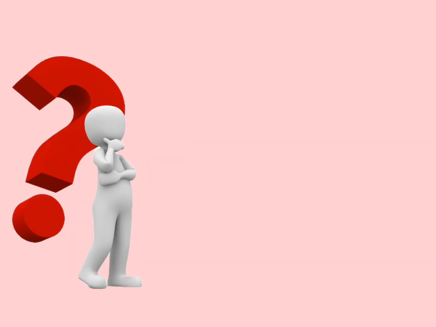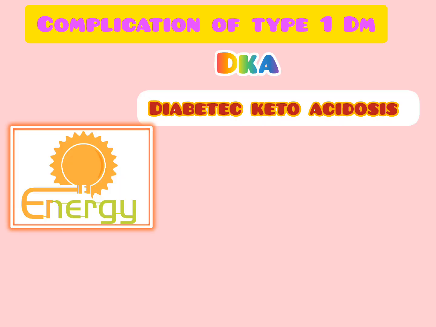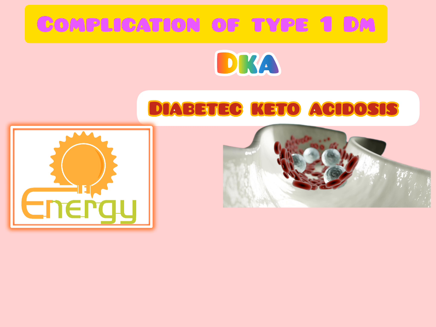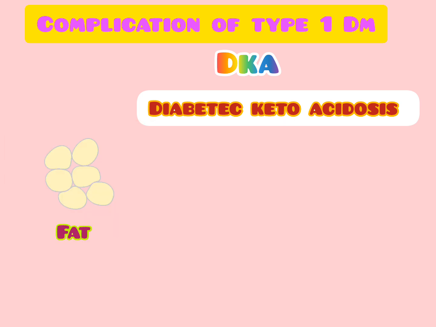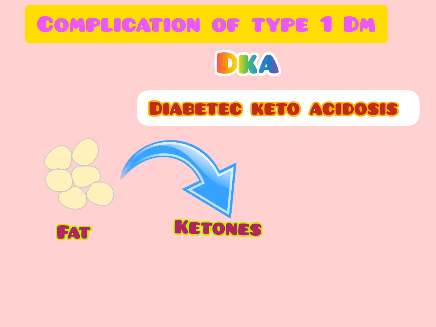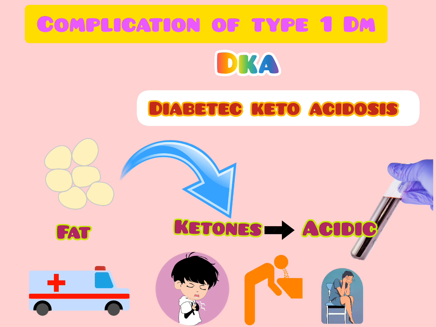Do you know, one of the most important complications of type 1 diabetes is DKA, that is diabetic ketoacidosis. Glucose is the main source of energy. So here, the body cannot use glucose for energy because the transportation of glucose from the bloodstream to body cells is disturbed due to lack of insulin. So it starts to break down fat instead. This process eventually releases substances called ketones which turn your blood acidic. This condition is called diabetic ketoacidosis, which is a medical emergency. It causes difficulty breathing, vomiting, and loss of consciousness.